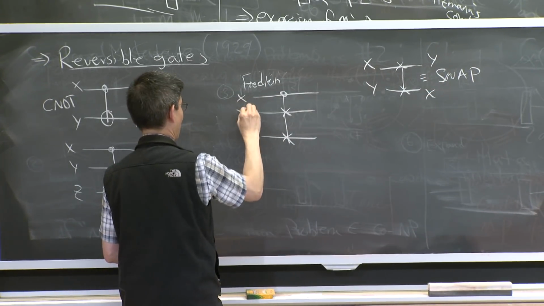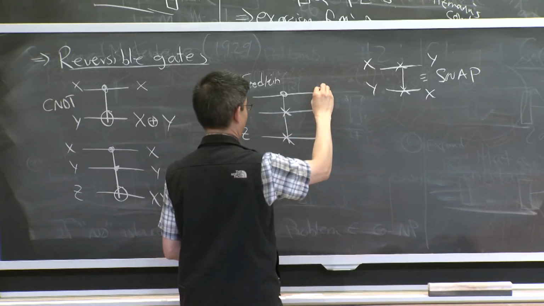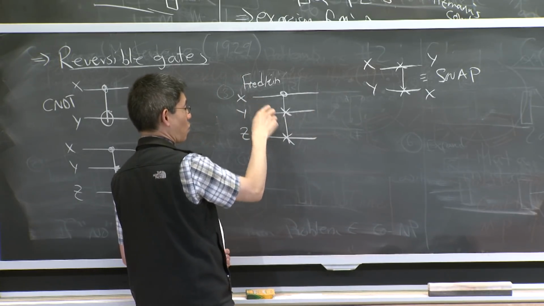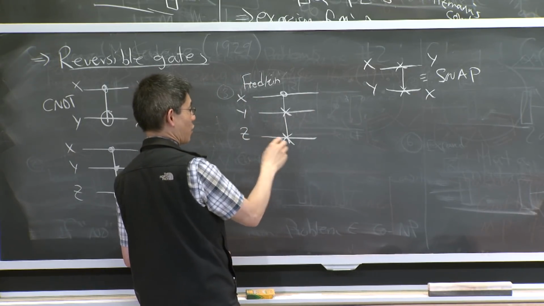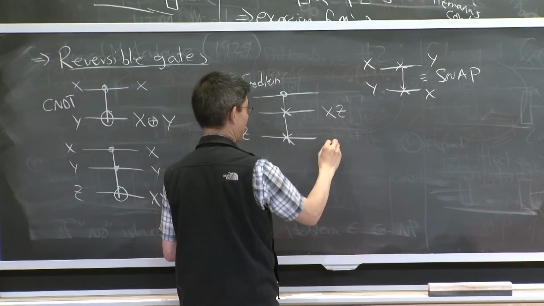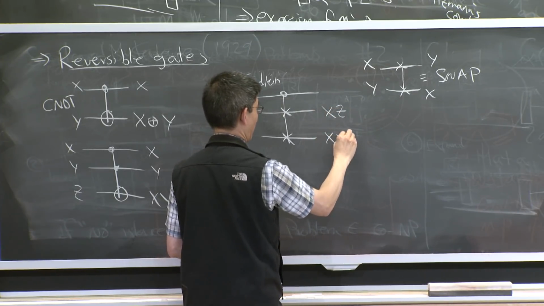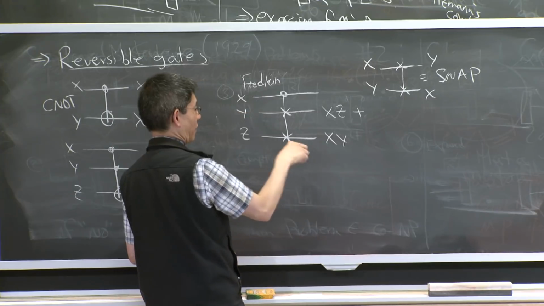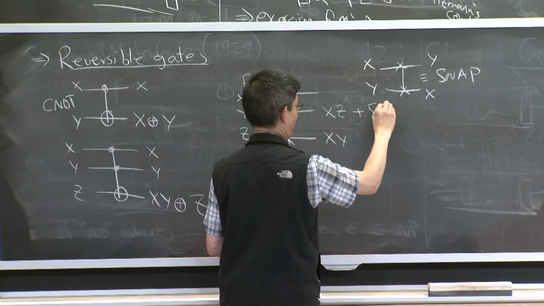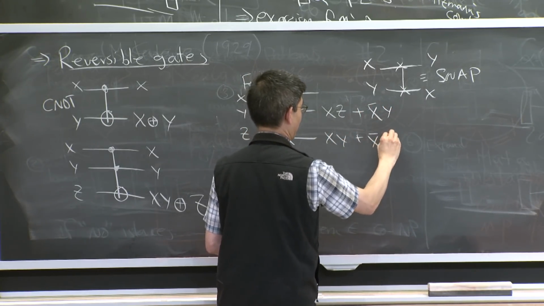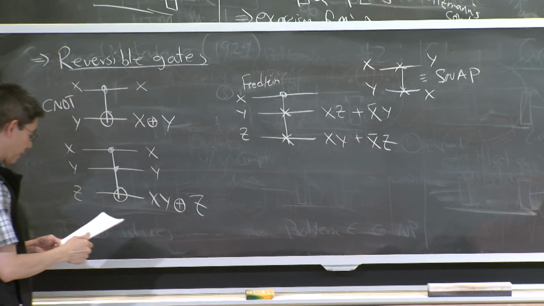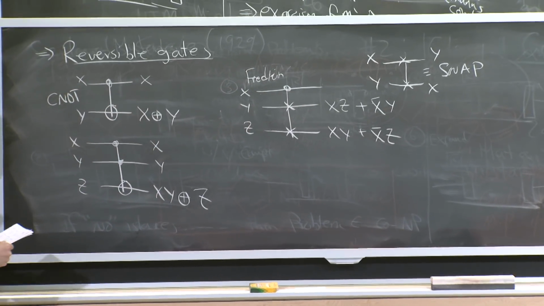Here we have X, Y, Z. And the idea is if X is 1, then it causes Y and Z to swap. So it's X times Z and X times Y. But if X is 0, then it stays unchanged. So X bar Y, X bar Z. OK. So we have a bunch of these gates.